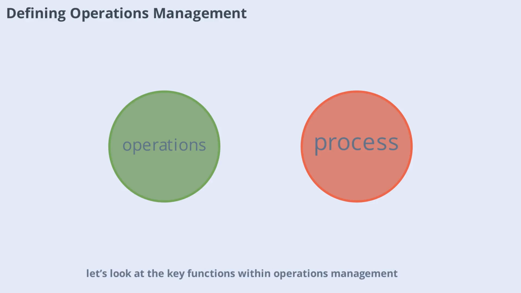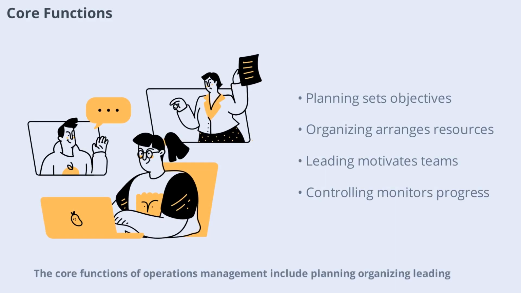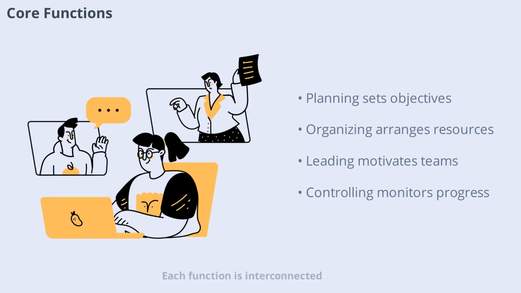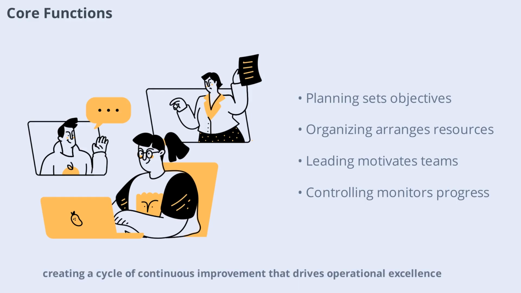Now, let's look at the key functions within operations management. Core functions of operations management include planning, organizing, leading, and controlling. Planning involves setting objectives and determining the best way to achieve them. Organizing means arranging resources and tasks to implement the plan. Leading is about motivating and guiding teams to perform at their best. Controlling ensures that everything stays on track by monitoring performance and making necessary adjustments. Each function is interconnected, creating a cycle of continuous improvement that drives operational excellence.